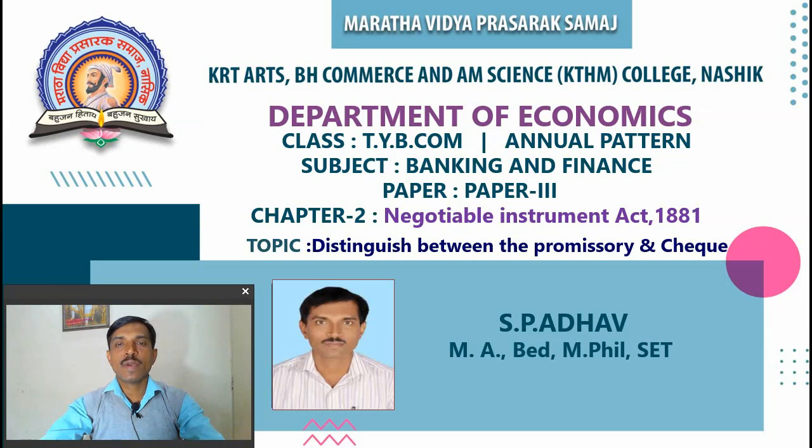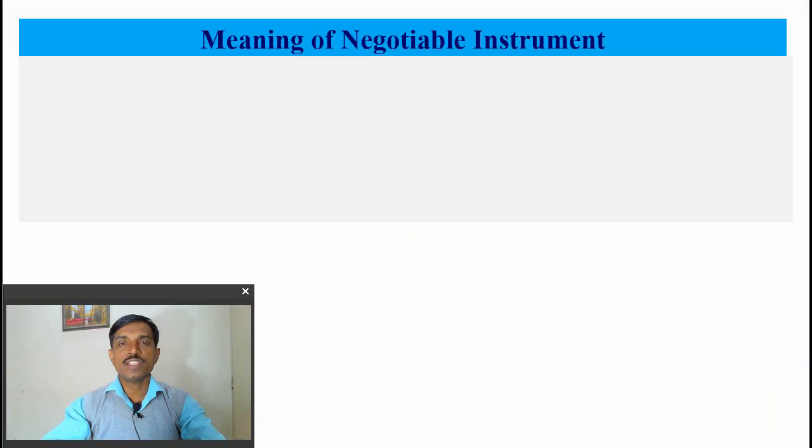This is Banking and Finance Paper 3, Chapter 2, Negotiable Instrument Act 1881's online lecture. In the previous lecture, we discussed the distinction between the bill of exchange, promissory note, and check. Today, we discuss the distinction between the promissory note and the check.